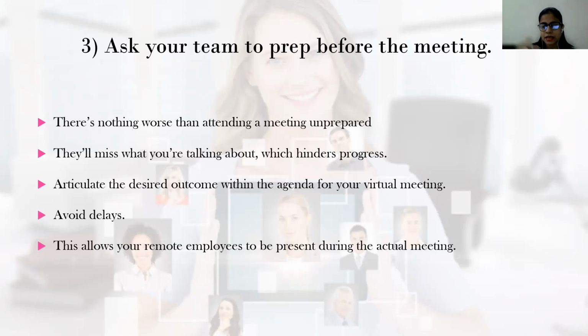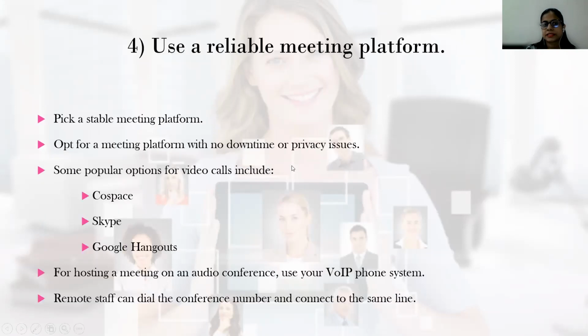That's it. The fourth way is use a reliable meeting platform. Virtual meetings, and it is a challenge to go with the reliable meeting platform. Which platform is reliable? Each and every platform is somewhere related, somewhere linked with the technology. And if technology fails, the platform will also fail, right? So still, while selecting the platform, you have to pick a stable meeting platform.